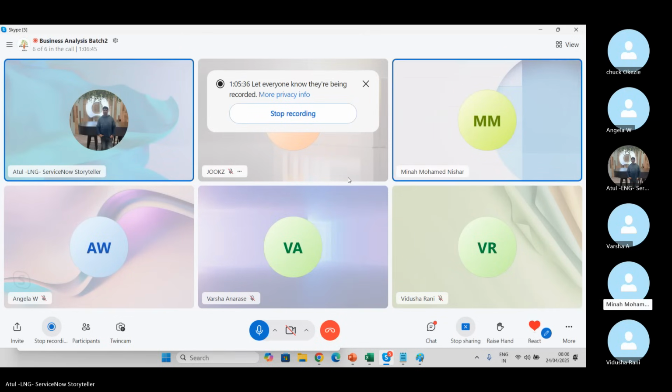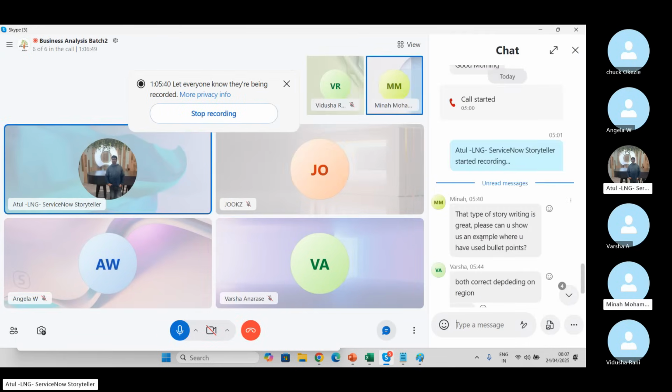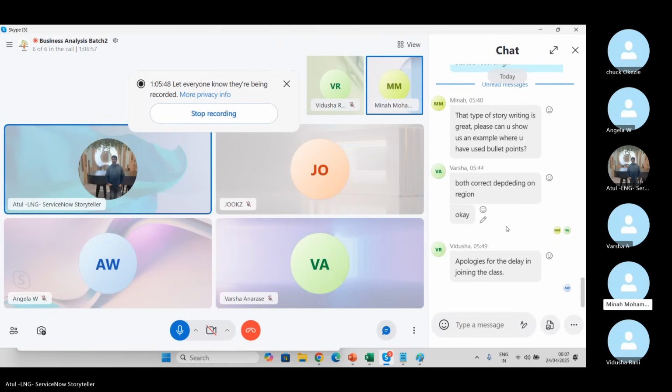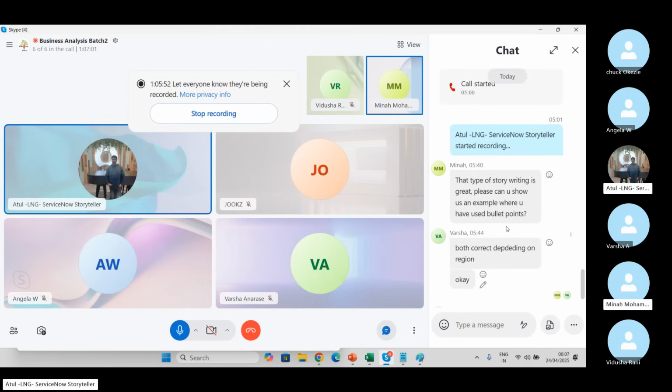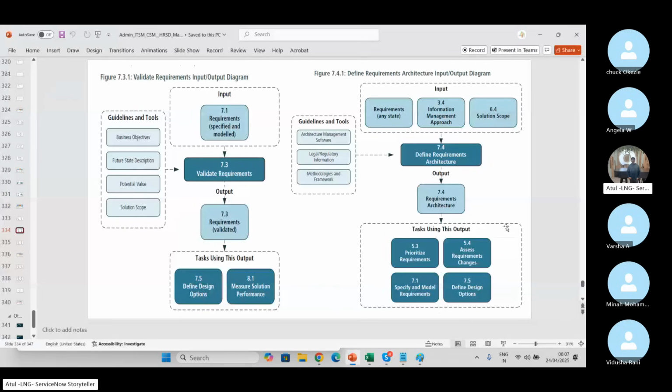Thanks, Atul. I had asked a question on the chat. Maybe you can respond later. What type of story writing is a grid? Can you please show? No, the type where you said you can use bullet points as well. Like right now we use, given that I'm a certain person. Okay. Yeah. Okay. So let's take an example.